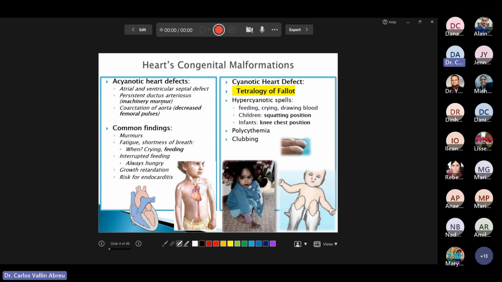The right atrium and the left atrium, and the right ventricle and the left ventricle, should be separated by a wall. It's called septum. Sometimes there are holes, abnormal holes, in those walls. Imagine that you live in an apartment and you have a hole in the wall that separates your apartment from the neighbor. Okay, so something like this.